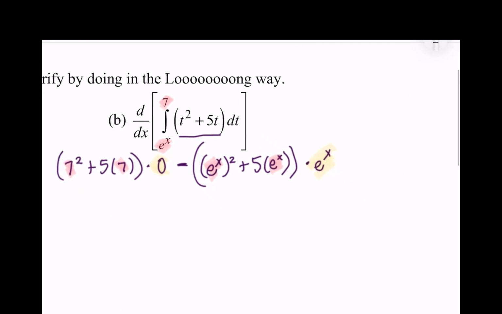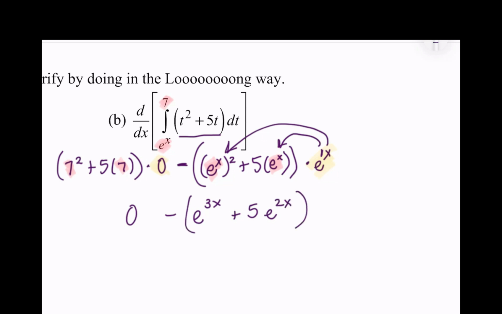Okay, so what this looks like is, I can distribute this. I'm just going to simplify. So I have my 0 term, that goes to 0. e to the x squared times e to the x, I would add the two exponents together, and I'll get e to the 3x plus 5e to the 2x. Gotta make sure to use my parentheses because that negative sign is out there. So this is negative e to the 3x minus 5e to the 2x.